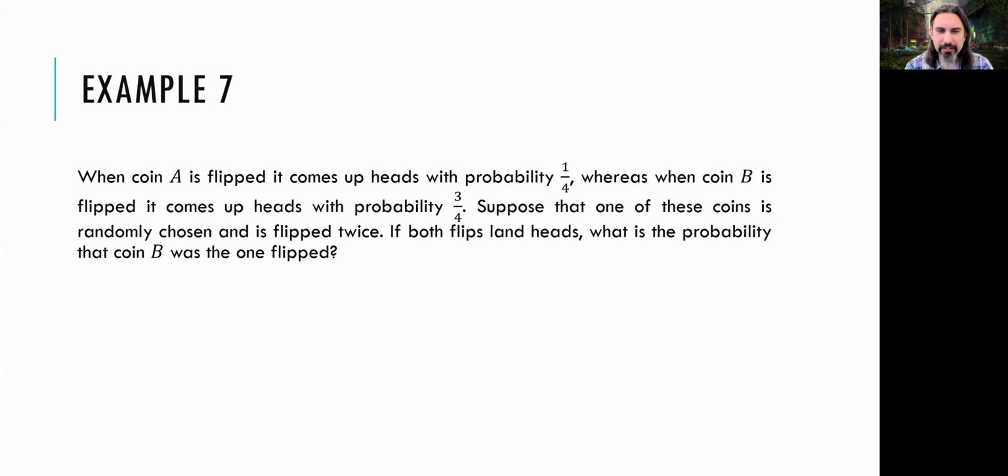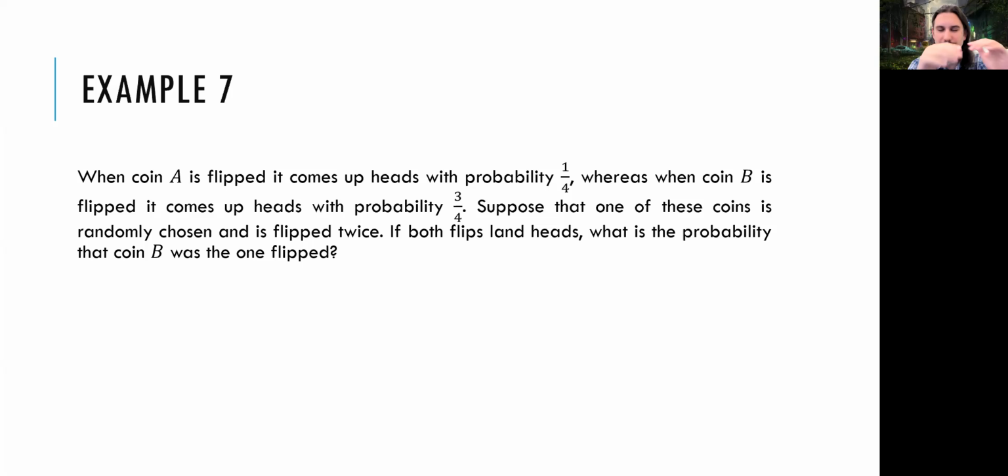If both flips land heads, okay, we are given a condition here. Both flips land heads. Okay, what's the probability that coin B was the one flipped? Again, this is not the condition, but this is the question here. Probability that coin B was flipped. Now, here we are talking about picking the coin. Flipping the coin is the same as picking the coin. There's no difference in that.